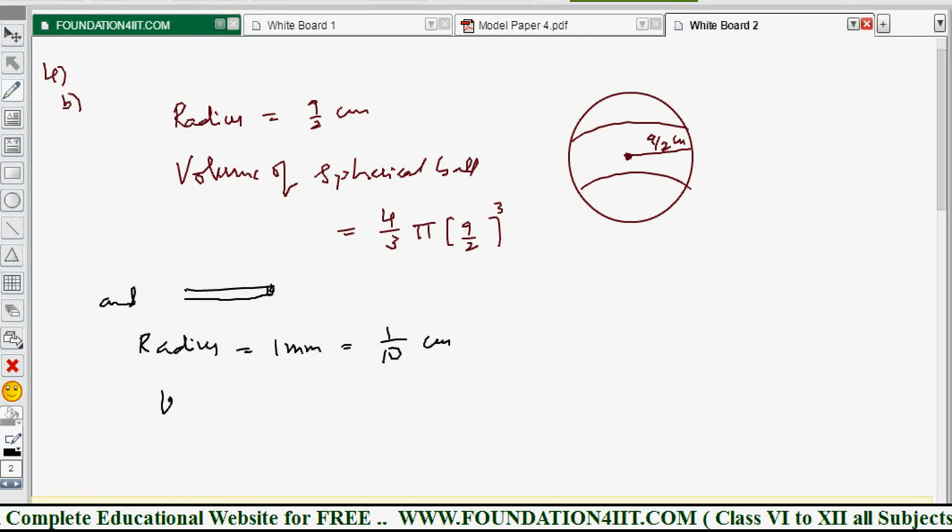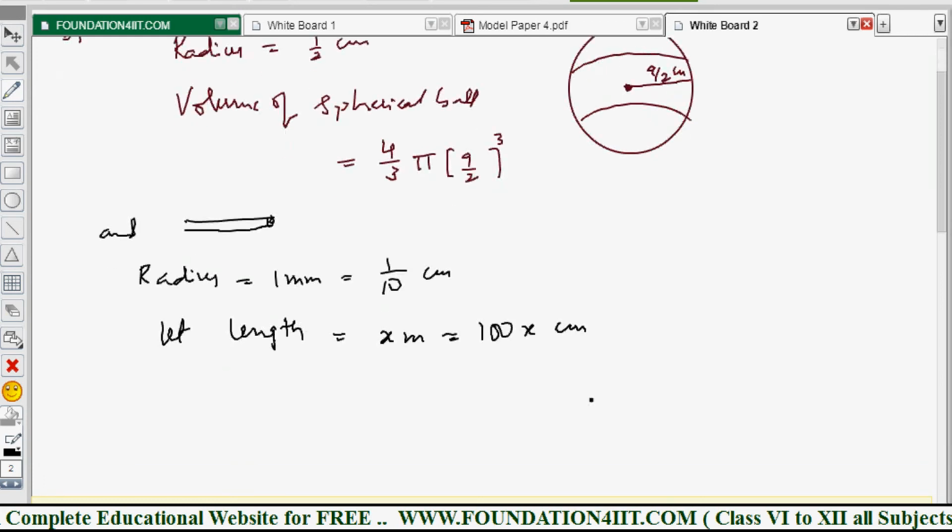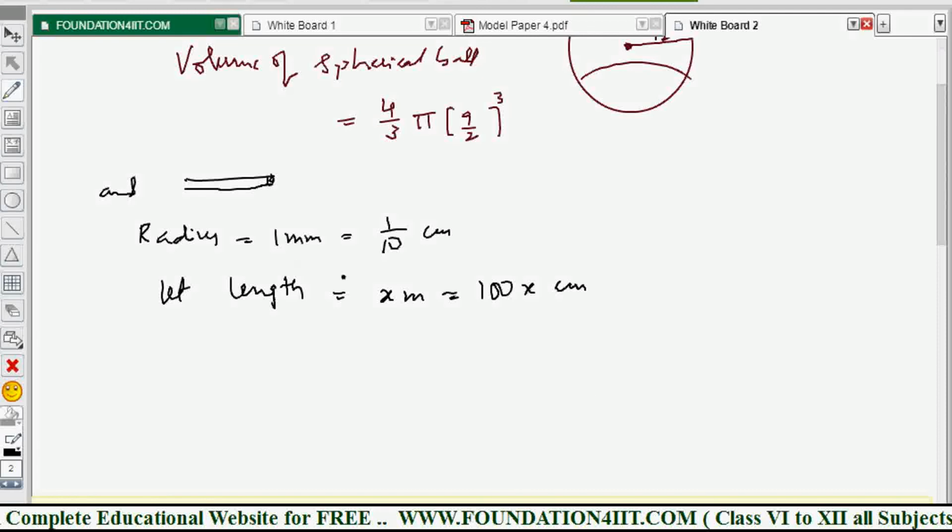So let the length be equal to x meters. That means 100x centimeters. We need to find it in meters, so I am taking x meters. That is equal to 100x centimeters of length. Now according to the question, the volume of the spherical ball. So according to the question, the volume of the cylinder is pi r square h, right? So pi r square h. This is the volume of the cylinder.